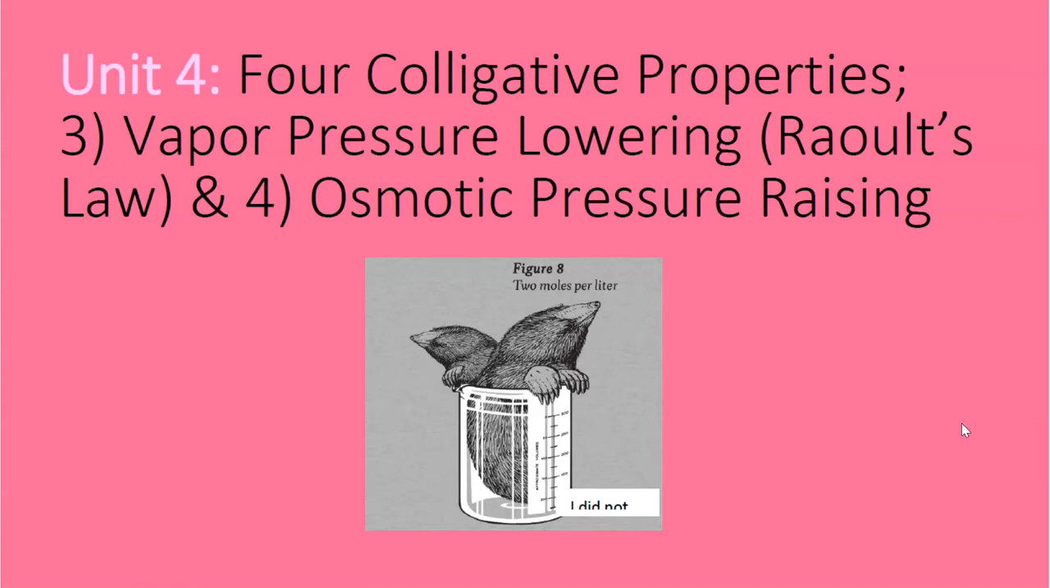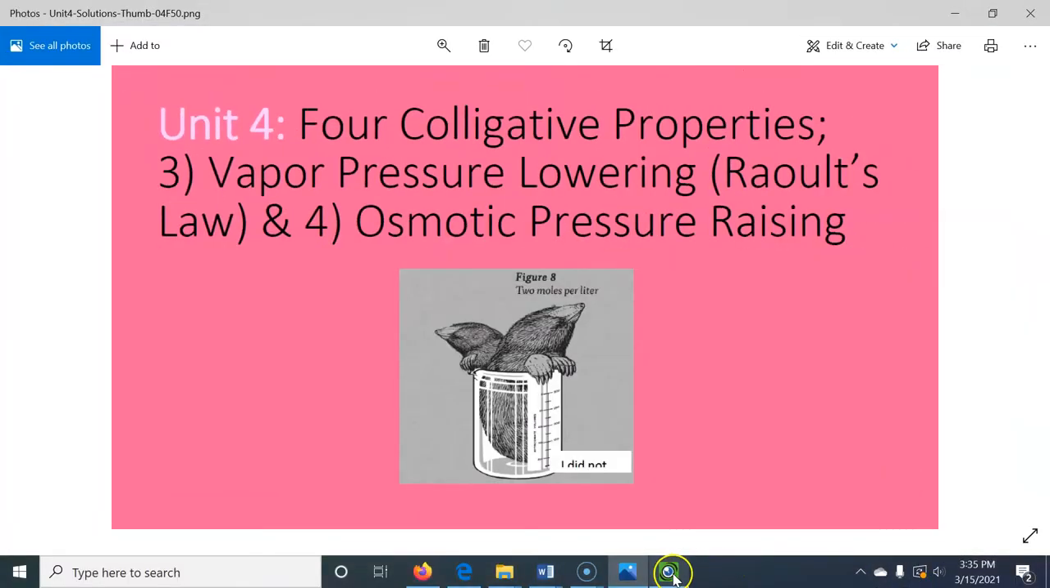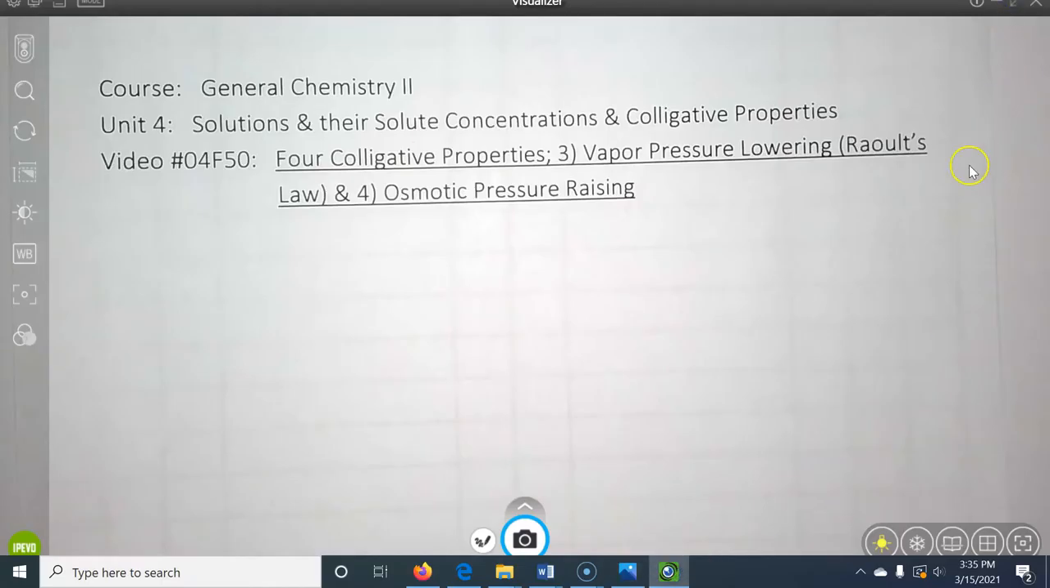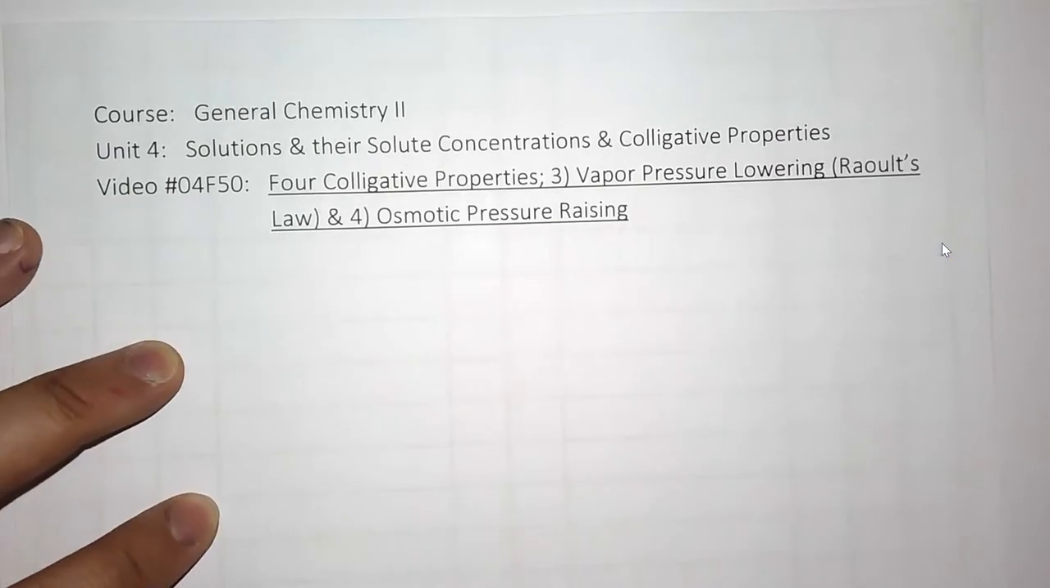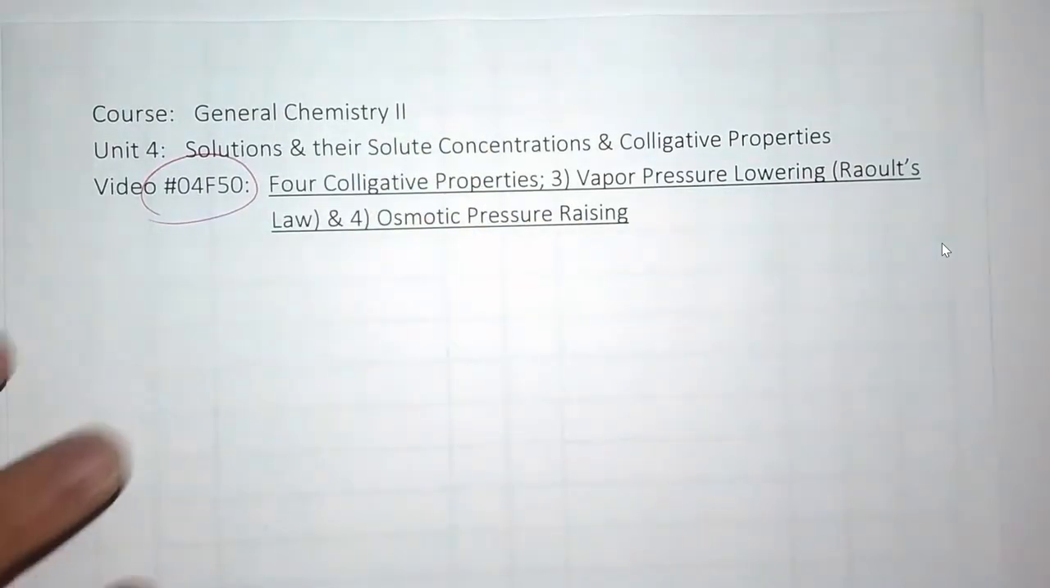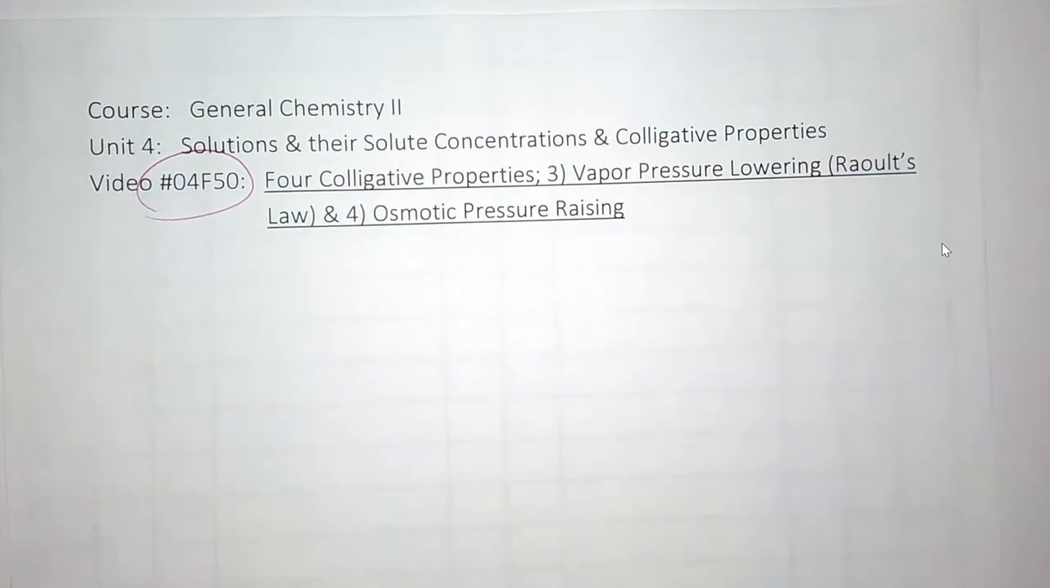Hi everyone. I have two more colligative properties to discuss. The first one, number 3, vapor pressure lowering, and we'll also add Raoult's law into that discussion, and 4, osmotic pressure raising. These two are pretty simple. The first one, vapor pressure lowering.